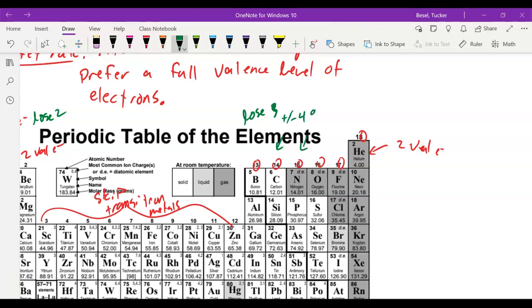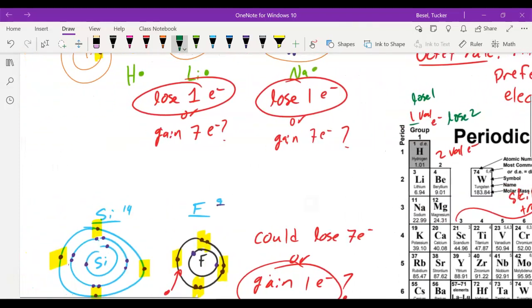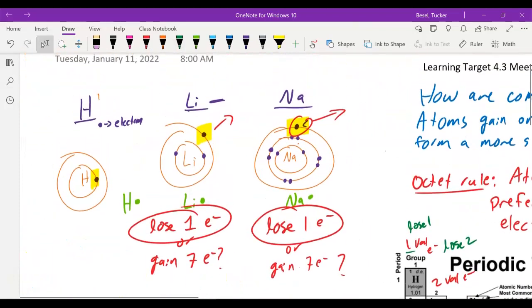Then here, you're going to gain. This one, you have 5, so you need to gain 3. And here, you're going to gain 2. Here, you're going to gain 1. This one, you're not going to gain or lose any. All right?